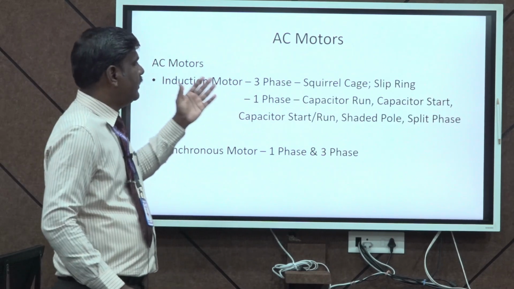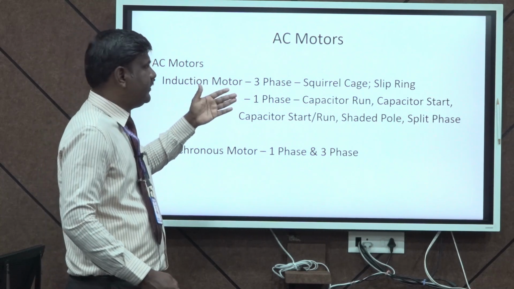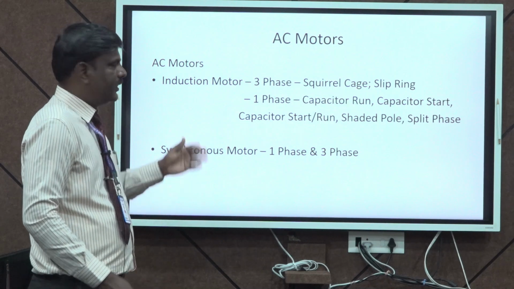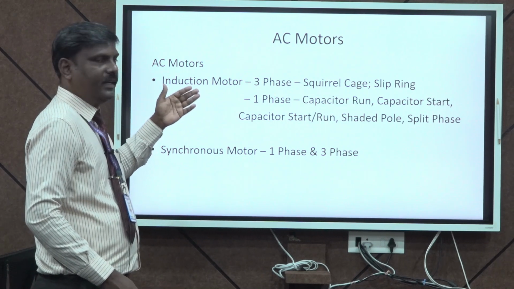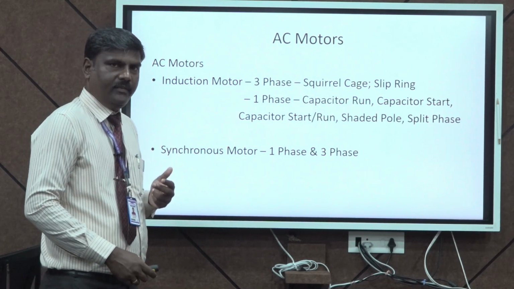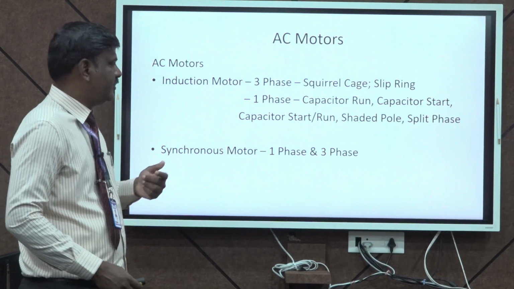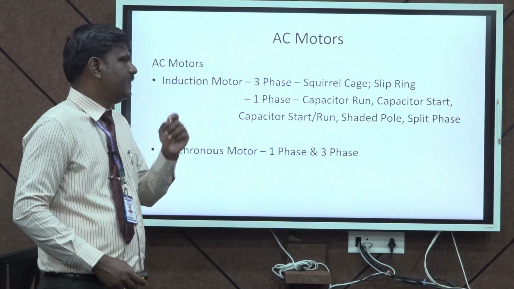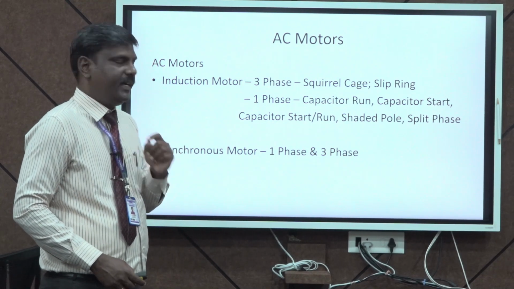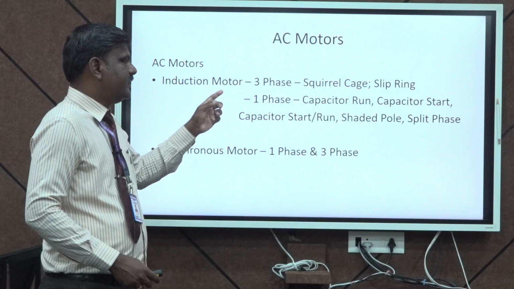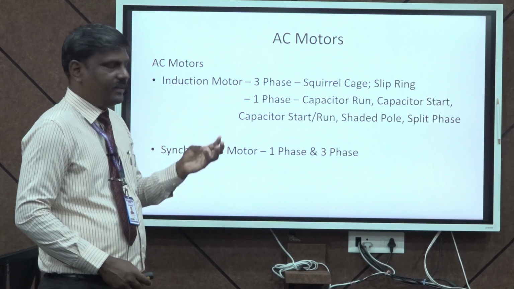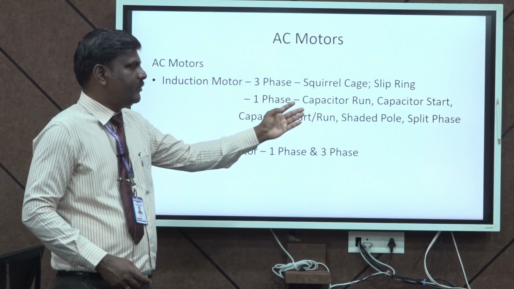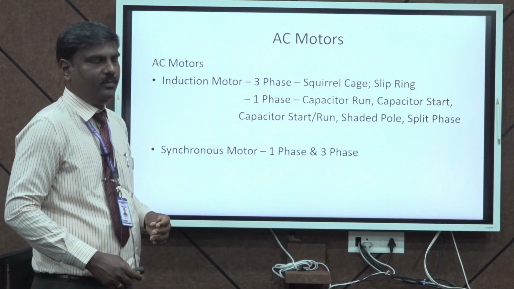If you see AC motors, different types of AC motors are there: induction motor and synchronous motor. Under induction motor, it is again classified into single phase induction motor and three phase induction motor. If you see the types of three phase induction motor, it is squirrel cage and slip ring induction motor. Single phase is classified into capacitor run, capacitor start run, shaded pole and split phase induction motors.